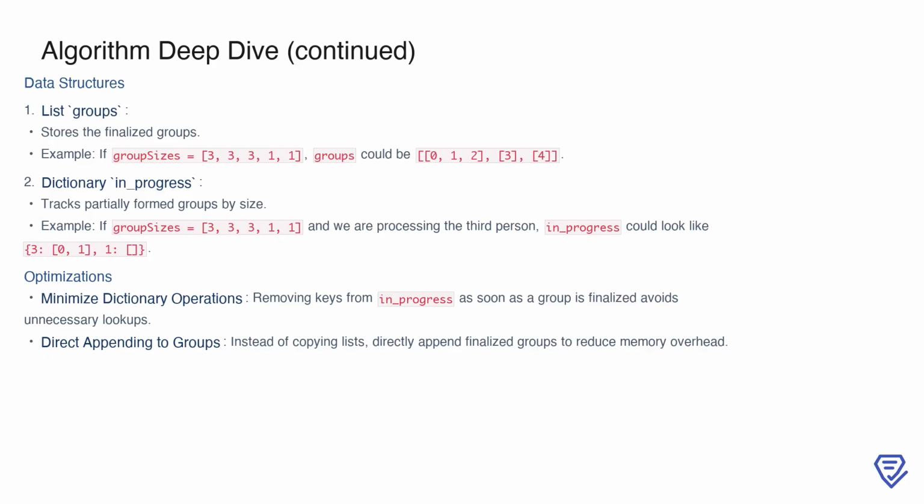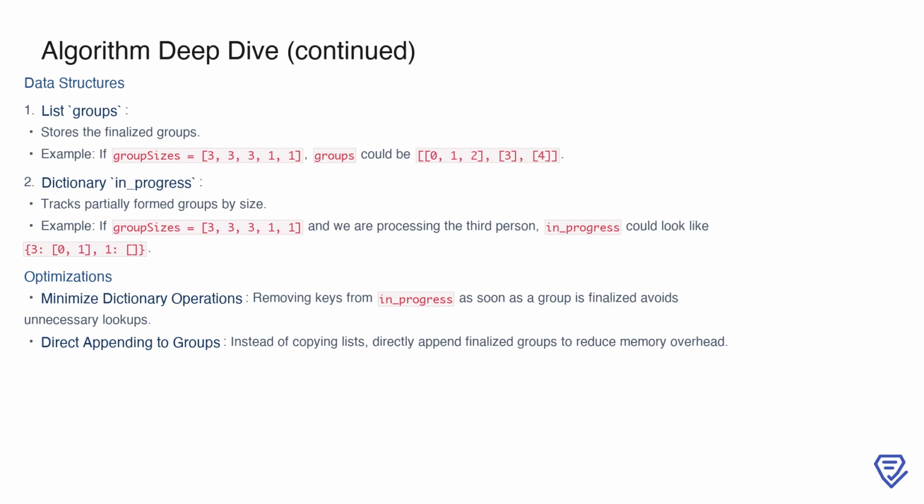To implement this solution, two main data structures are vital. First, the list groups is used to store all finalized groups. For example, if the input is group sizes equals [3, 3, 3, 1, 1], the groups list could look like [[0, 1, 2], [3], [4]], where each sublist represents a valid group. Second, we use the dictionary in_progress to manage partially formed groups. This dictionary has keys representing the group sizes and values as lists of people currently being added to that group. For instance, while processing the third person in the same example, in_progress might look like {3: [0, 1]}.